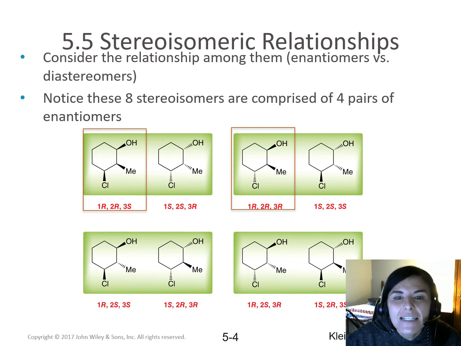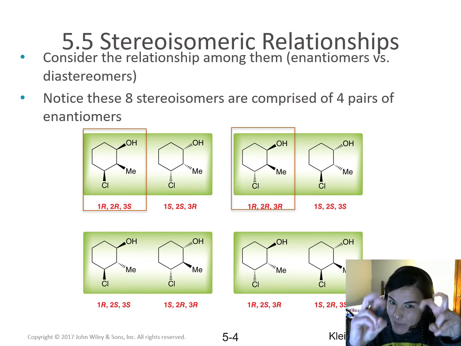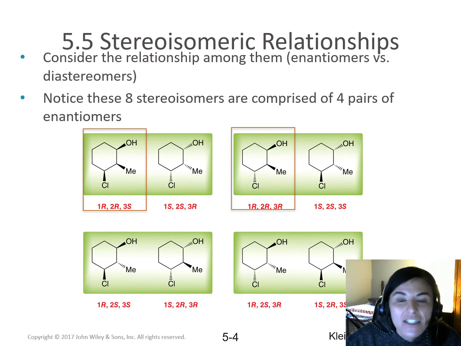You can think of this as a family where you have like 4 pairs of twins for a total of 8 kids. Each kid has 7 siblings, where one of them is their twin or enantiomer, and the other 6 are diastereomers.